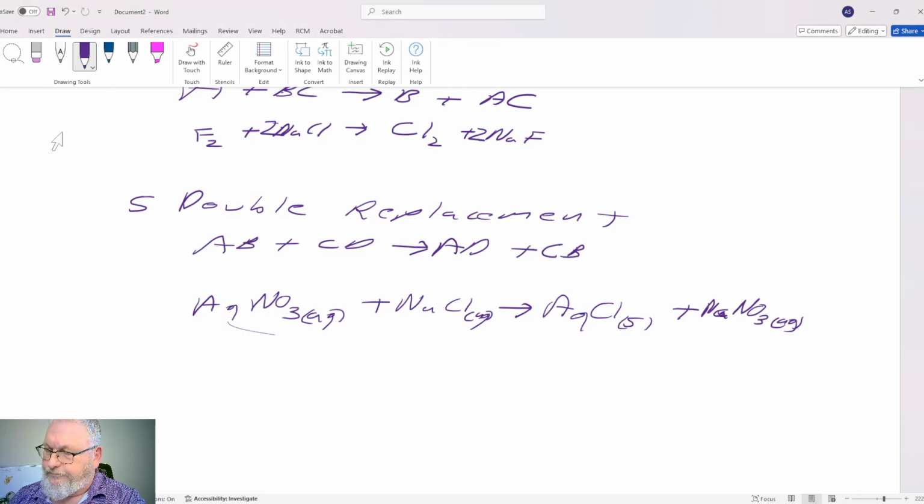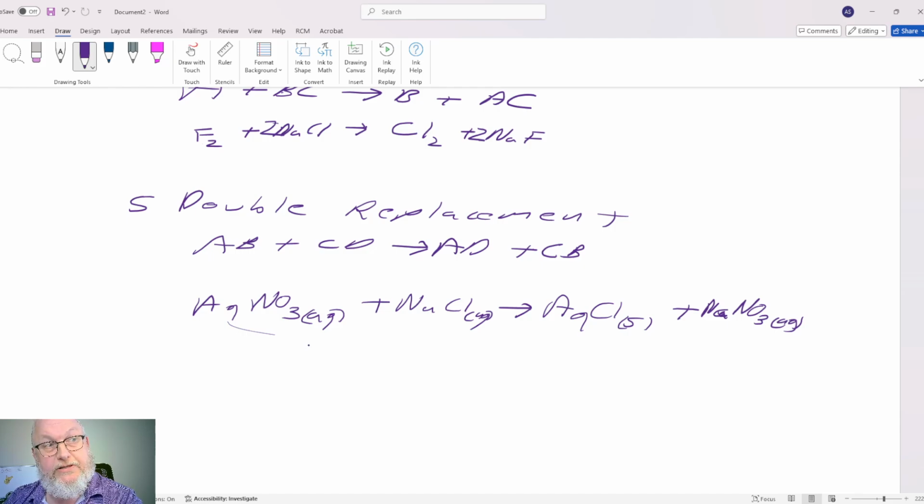So these are no longer ions. Okay. There's your AB, CD, AD, CB. You had a double replacement. They replace each other. So, think about this. Some of these ions are just hanging out.